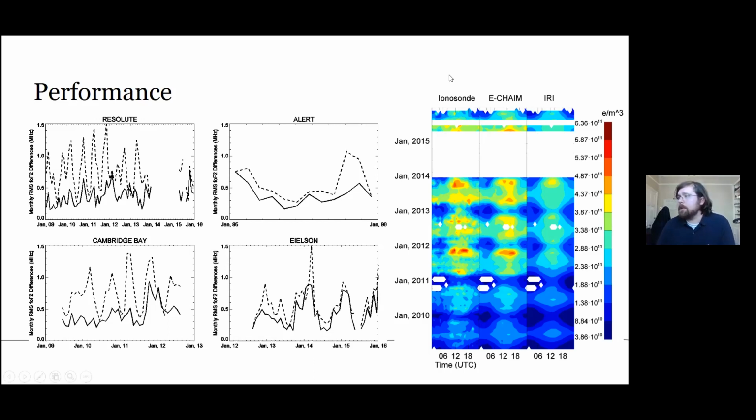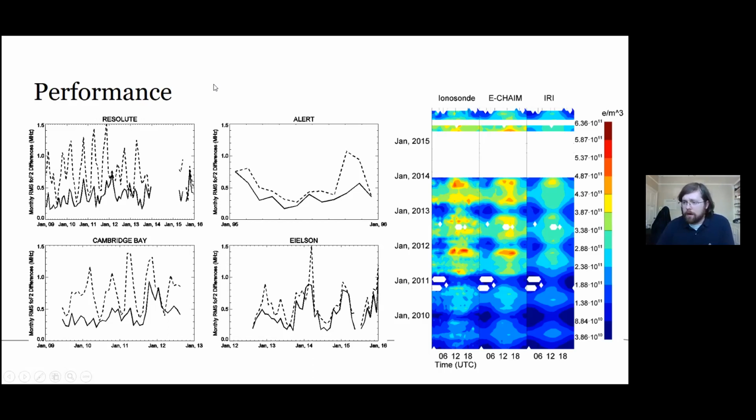And so if you look at the polar cap at Resolute, we can plot out the monthly median diurnal variability. So this is time of day in local time, this is day of year, from an ionosonde given in this column, and then from E-CHAIM and the IRI. And you can see in general, we do a pretty good job at capturing the seasonal, solar cycle and diurnal variability in the peak density of the ionosphere at this particular location, especially when you add in the IRI for context, which is not doing so great.